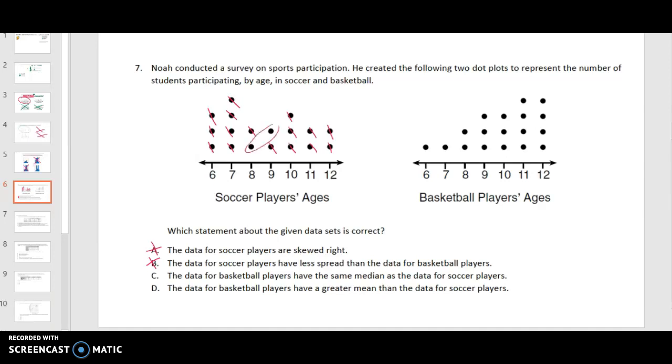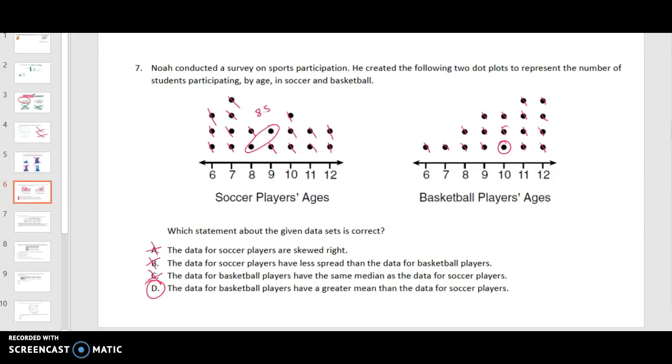All right, so this one is between 8 and 9, so it's 8.5. So let's figure out this one. All right, and this one will have a median of 10. So that's not true. They don't have the same median. All right, so it's not C.